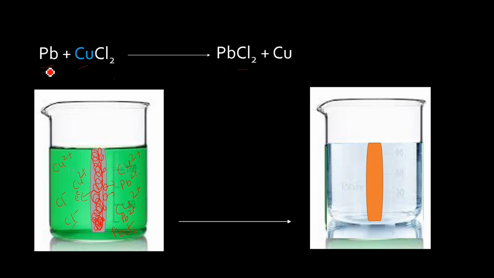So a more reactive metal will displace a less reactive metal from the salt solution. Let's see lead chloride, PbCl2, plus copper. What will happen? Since copper is placed below lead in the reactivity series, copper is less reactive than lead, and hence copper cannot displace lead from the lead chloride solution. Hence there will be no displacement reaction. So we can say more reactive metals will displace less reactive metals from the salt solution. This is the displacement reaction.